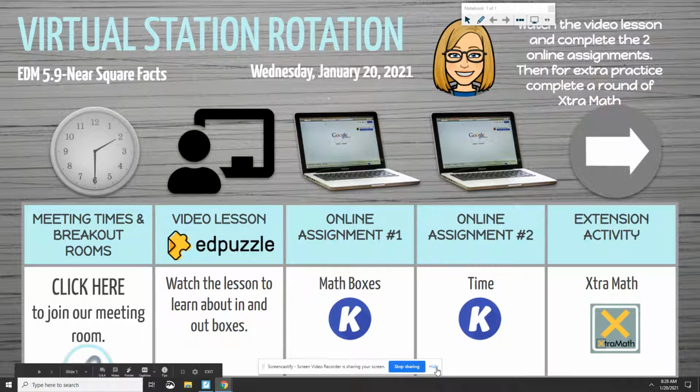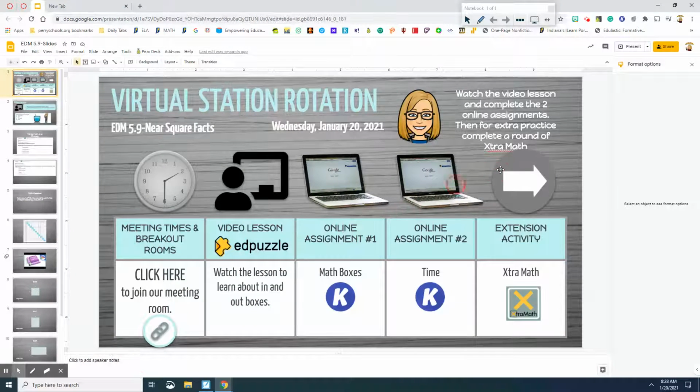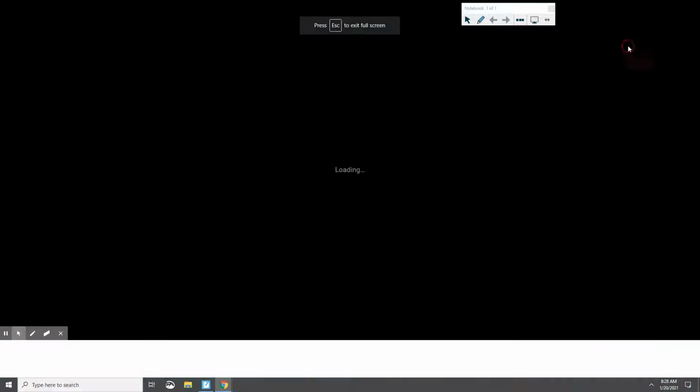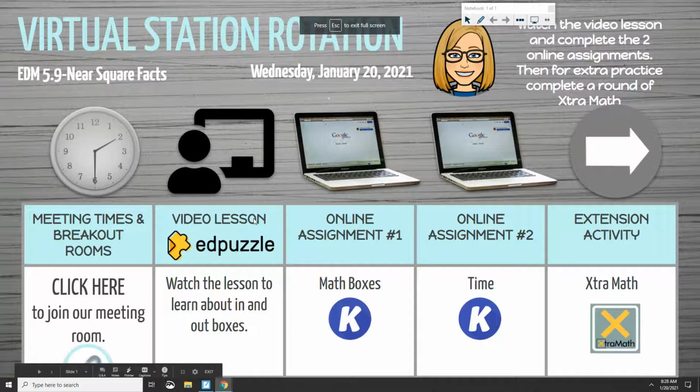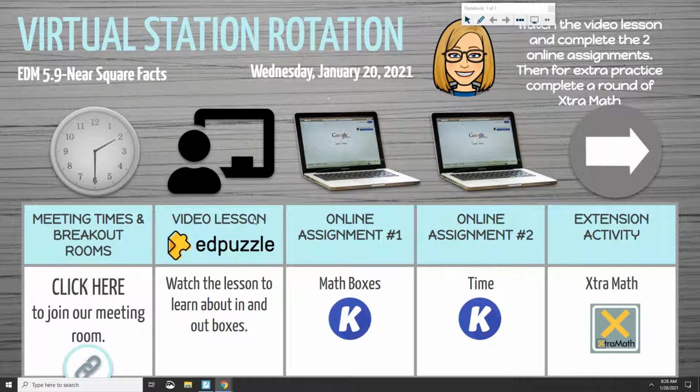Hey guys, so for our lesson for today, we are going to be looking at Everyday Mathematics, lesson 5.8. We're looking for near square facts. So we're going to be looking at what are our square facts and how can we use them to help us to solve some of our problems.